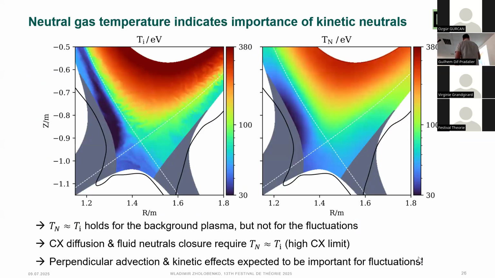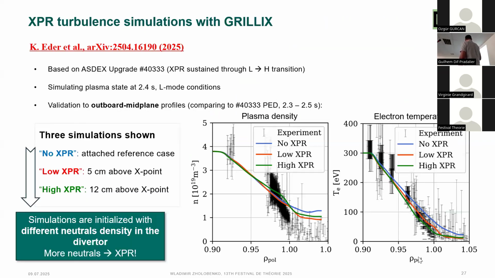Okay. A comment about the temperature. So the assumption of high charge exchange is very good for the background plasma. You see here the ion temperature and the neutral temperature distribution, and they are roughly equal if you would average the fluctuations away, but the fluctuations are different. So for the neutrals, the charge exchange is not fast enough to make the neutrals have the same temperature instantaneously, which is actually a problem for the fluid closure, and hence kinetic effects are important for this. But we will continue nonetheless.